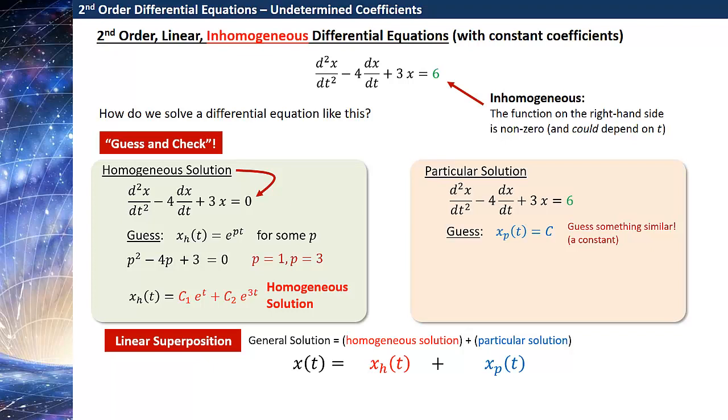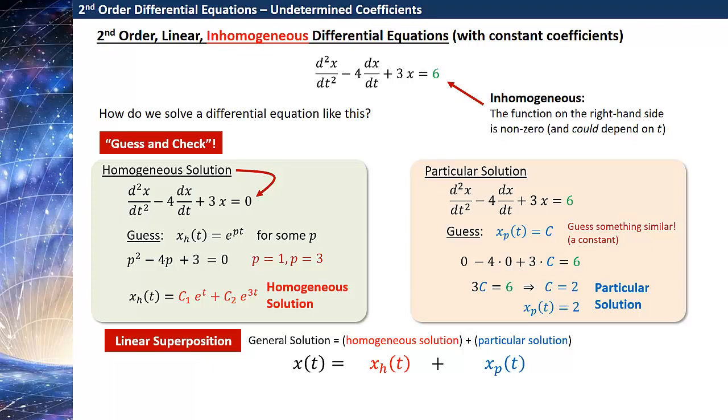So let's plug this into the differential equation. Well, the first derivative and the second derivative of a constant are both zero, so the first and second term of our differential equation just gives me 0 minus 4 times 0. The third term in the differential equation, 3 times x, now becomes 3 times that C, and this must now all equal 6. Well, that tells me 3C is equal to 6, or rather C is equal to 2. Just plugging this back into our particular solution, we find that the particular solution to this differential equation that solves the inhomogeneous differential equation, including the term on the right-hand side, is x particular of t is just 2, just a constant.